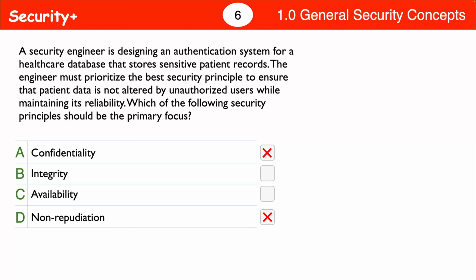And then we can finally eliminate C, availability. Availability ensures that all systems and data are accessible when needed, often using things like redundancy. However, uptime does not have anything to do with preventing unauthorized changes. And then that leaves us with the answer B, integrity. Integrity ensures that the patient records in this scenario remain accurate and unchanged unless modified by authorized users.